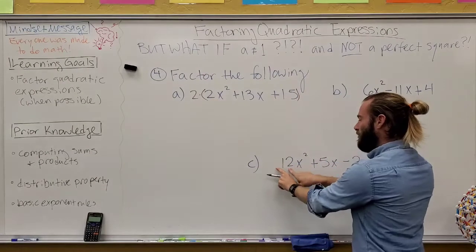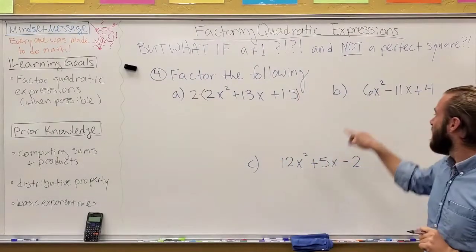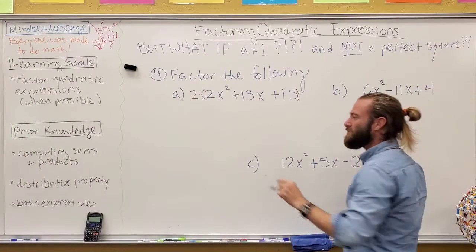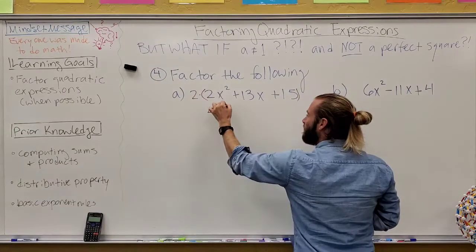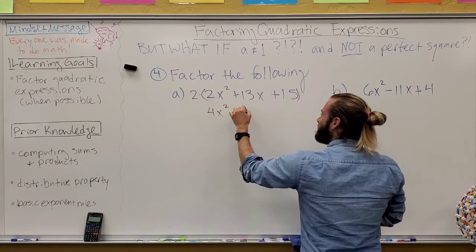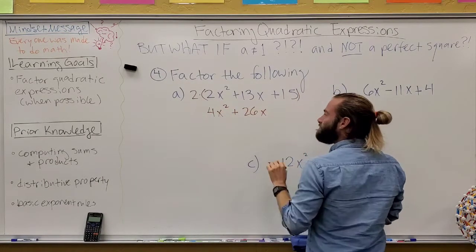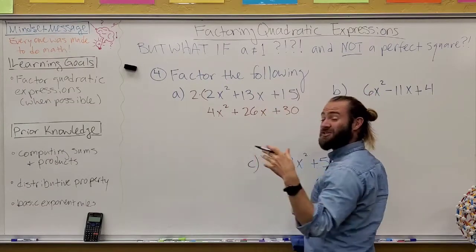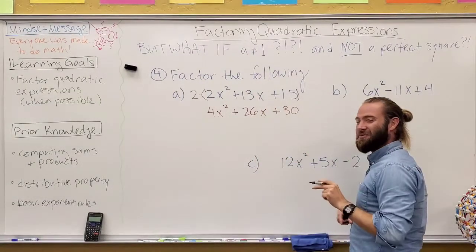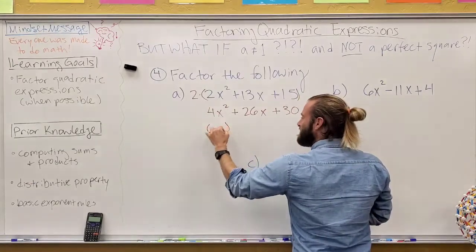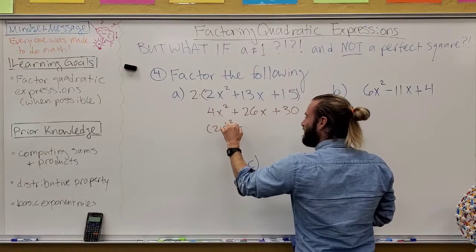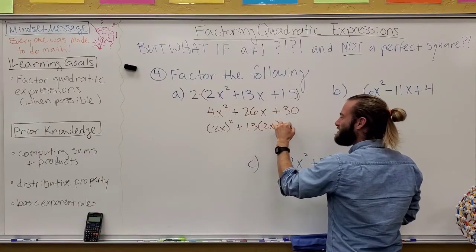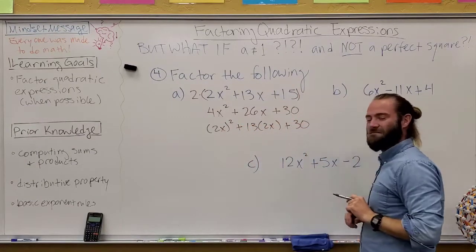For this one, I'll multiply 12 into everything. And for this one, I'll multiply 6 into everything. Because watch what happens. This turns this into 4x squared plus 26x plus 30. And I can then just do what I did in the last example. So this becomes 2x squared, all squared, plus 13 times 2x plus 30.